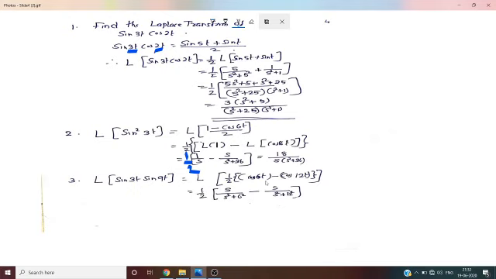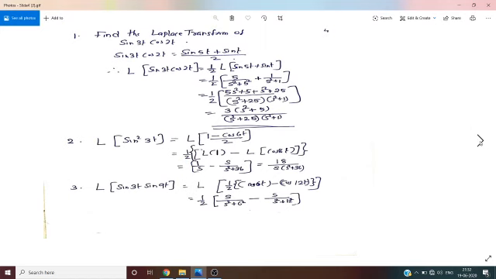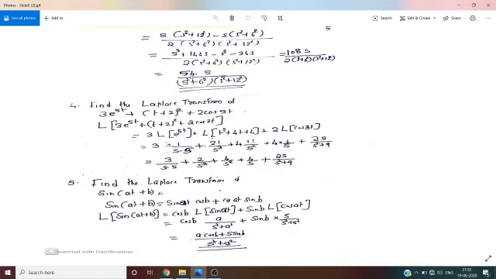Now find the Laplace transform of cos 6t. What is the Laplace transform of cos 6t? s by s square plus 6 square, minus the Laplace transform of cos 12t, where a is constant 12, which is s by s square plus 12 square. And simplifying, you will get 54s by s square plus 6 square into s square plus 12 square. You know how to simplify by taking LCM. You will get this answer.